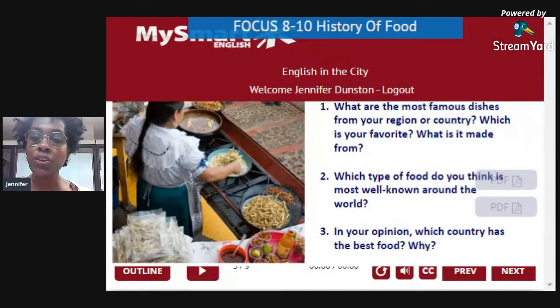Well, Giacomo, you said that your favorite food is pizza. Let's think about what pizza is made from. And Elena, you said that one of your favorite dishes is vitello alla bolita.